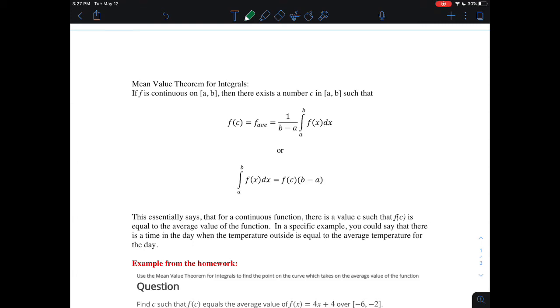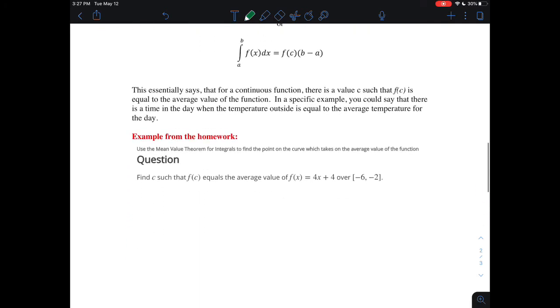Let's look at another example that I took from the homework that relates to this theorem. Use the mean value theorem for integrals to find the point on the curve which takes on the average value of the function. So find c such that f of c equals the average value of f of x, which is equal to 4x plus 4 over the interval from -6 to -2. So first, let's find the average value.